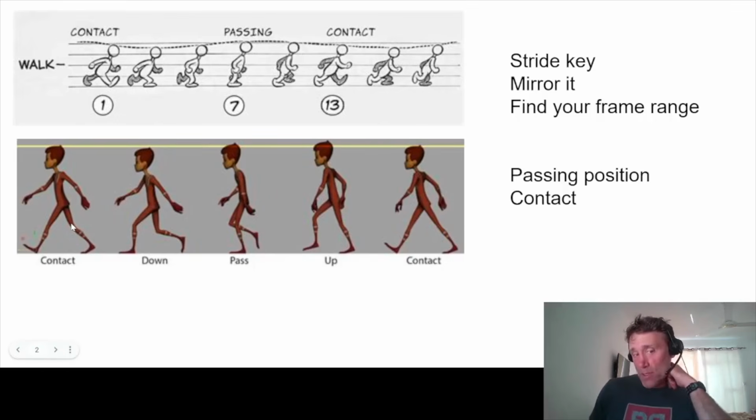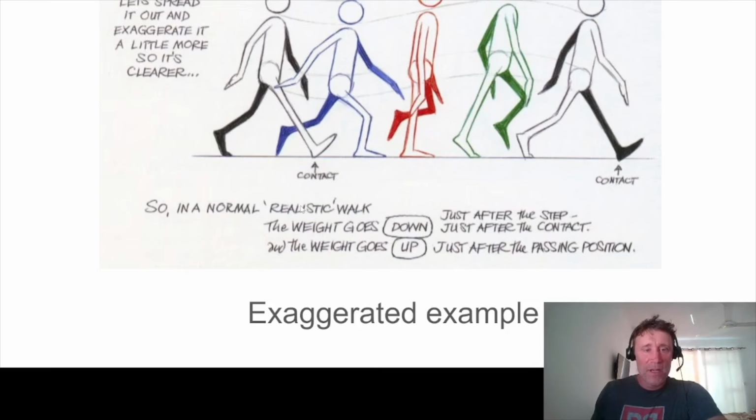So it's only 4 keys per step. Usually a walk cycle is between 20 and 30 frames if you're animating at 24 frames a second. And you can just start out by laying out these keys and positioning them before you go into the next step.